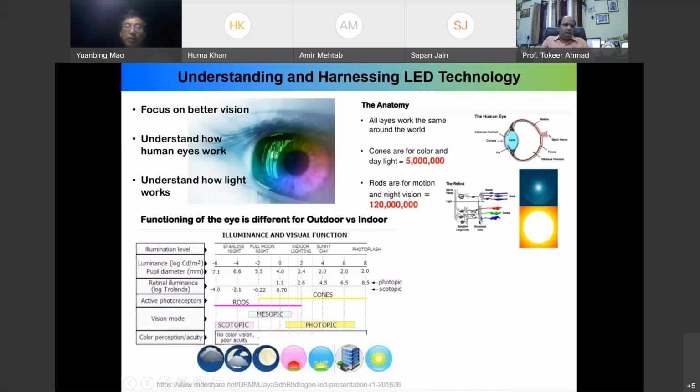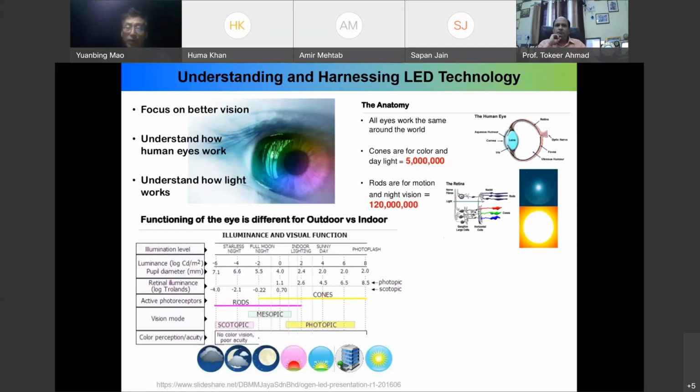If we look at the anatomy, we will know that all eyes work the same around the world, no matter which continent or origin people are from. That's for sure. But the cones are for colors and daylight, about 5 million of them, and the rods are for motion and night vision. There are more rods in our retina for those functions.